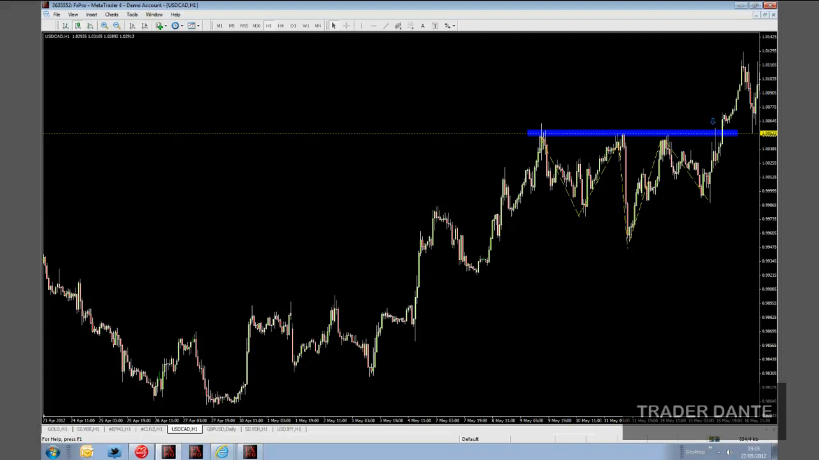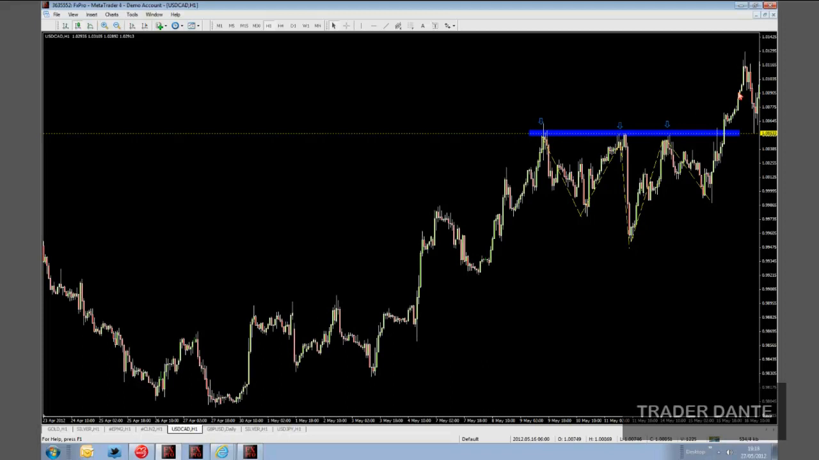So we can count the number of touches, but we're not going to count every single touch. We're going to count only the number of touches that caused the big swing away. So to me, this level is going to be a three-touch level. One here, two there, and three there. I'm not going to include this last touch.